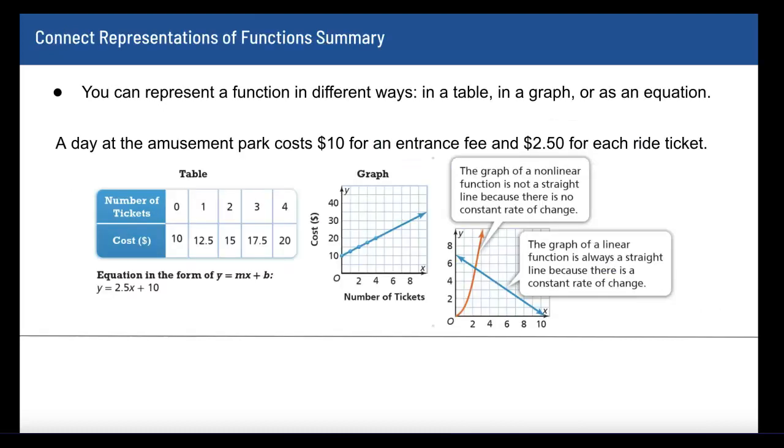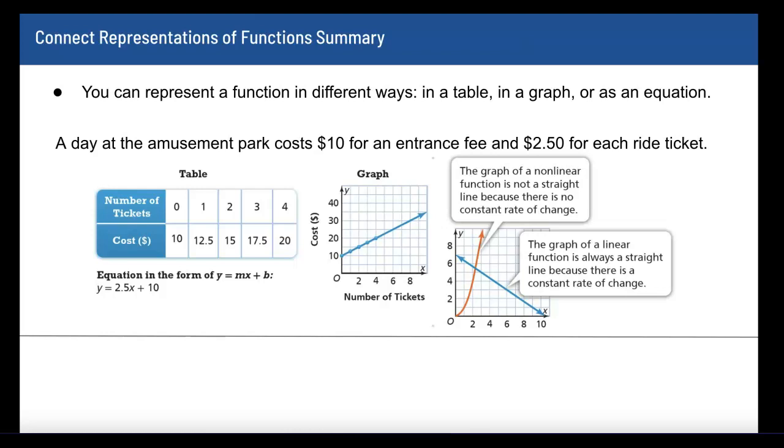Summarizing our representations of functions, you can represent a function in different ways: in a table, in a graph, or as an equation. We can see an example here of one scenario being represented in each way. A day at the amusement park costs $10 for an entrance fee and $2.50 for each ride ticket. You can see in the table the cost and the number of tickets being bought. In the graph, the initial cost is $10 and it goes up $2.50 for each ticket. Under the table, we can see the equation that represents this function.